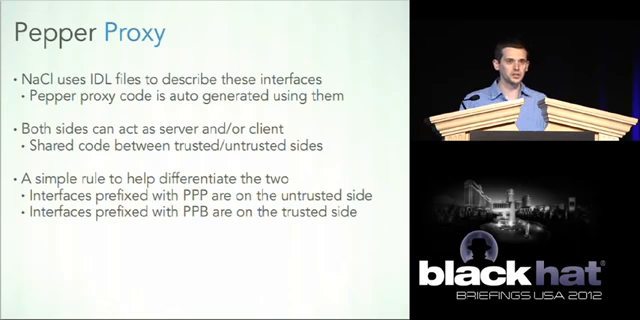So the Pepper proxy has these web IDL files, and IDL stands for Interface Description Language. Those files basically just describe the interfaces, the arguments those interfaces take, and the return values that they return. A lot of the Pepper code is actually just auto-generated with Python scripts that suck in these IDL files and produce C++ code. And to make things more confusing, both sides of the Pepper proxy, both the untrusted side and the trusted side, can act as both client and server. So there's a lot of shared code between those two components.